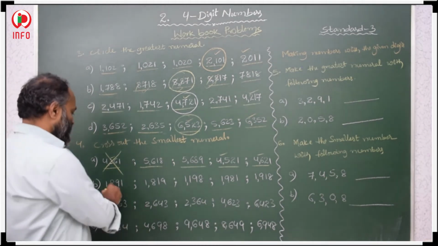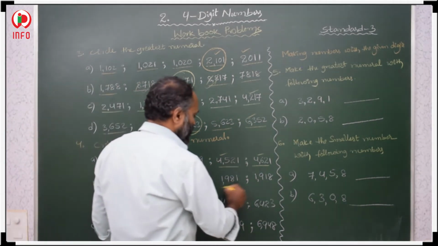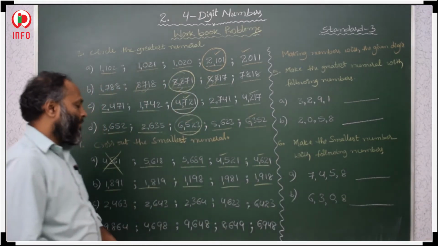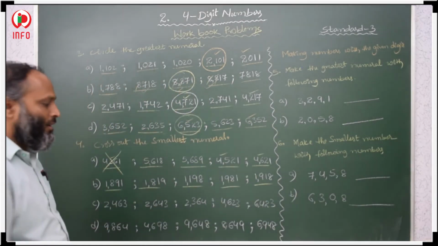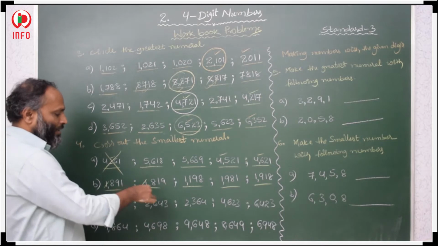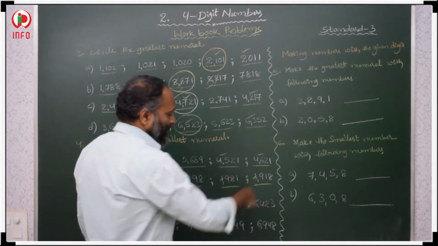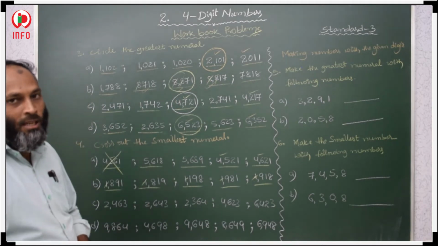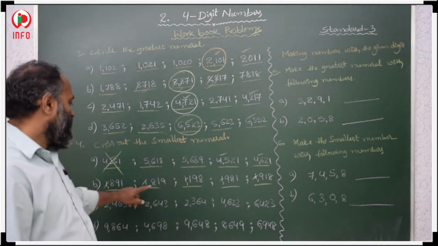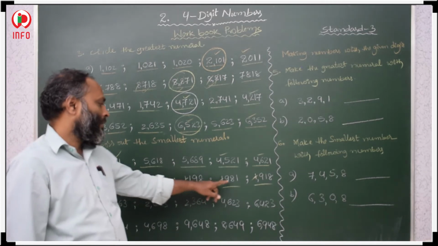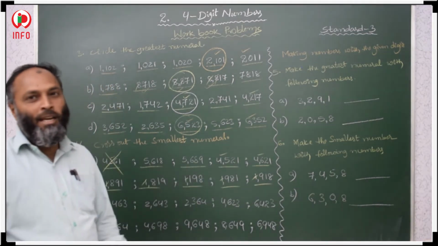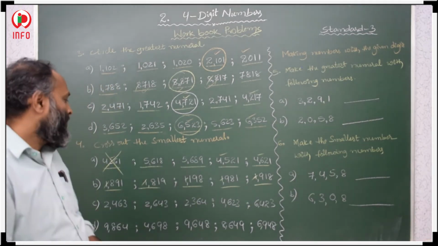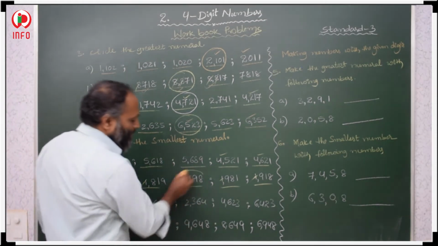In the same way, in these five numerals we have to check which one is smaller. In the thousands place 1 is there, 1, 1, 1, 1. Equal numbers are there in the thousands place. Now we check the hundreds place: 8, 8, 1, 9, 9. 1 is smaller. So this one is smaller.